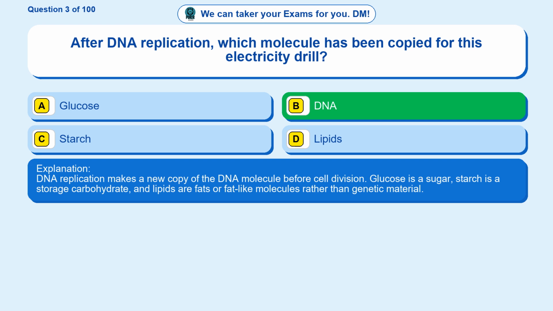DNA replication makes a new copy of the DNA molecule before cell division. Glucose is a sugar, starch is a storage carbohydrate, and lipids are fats or fat-like molecules rather than genetic material.